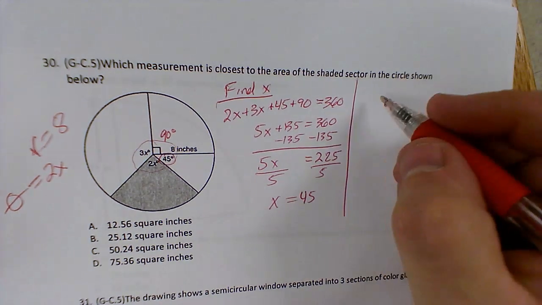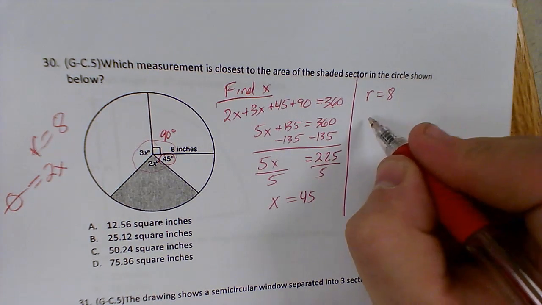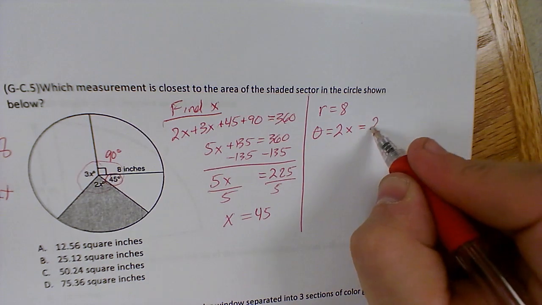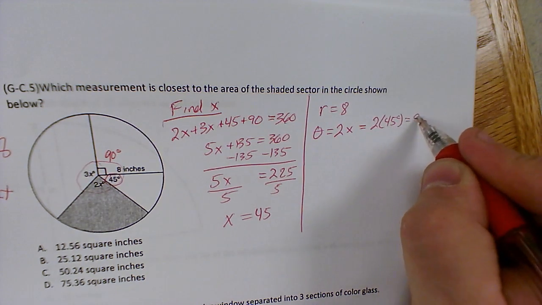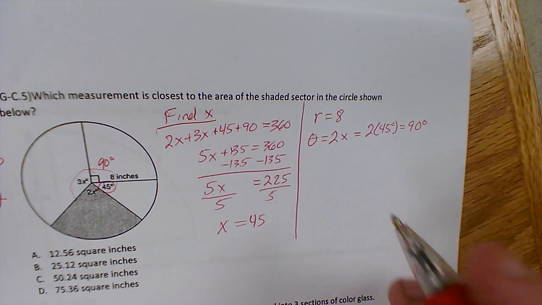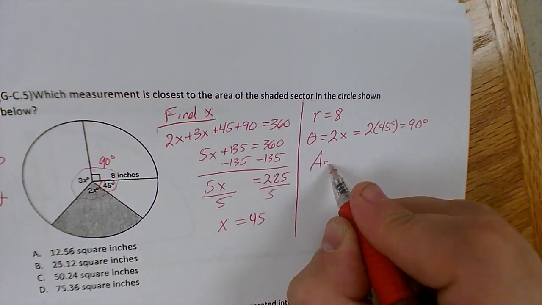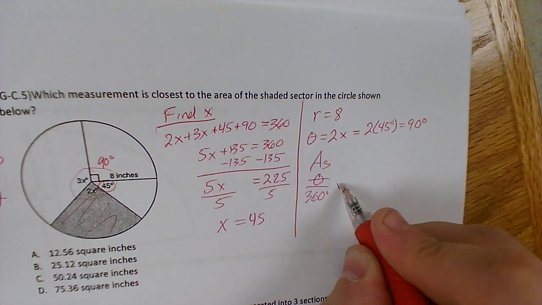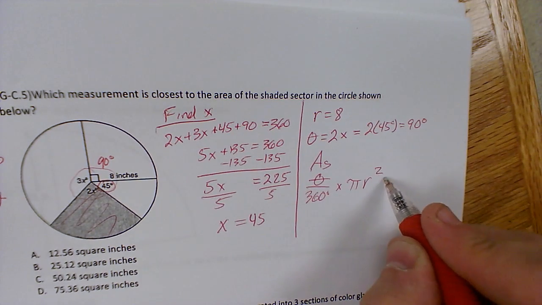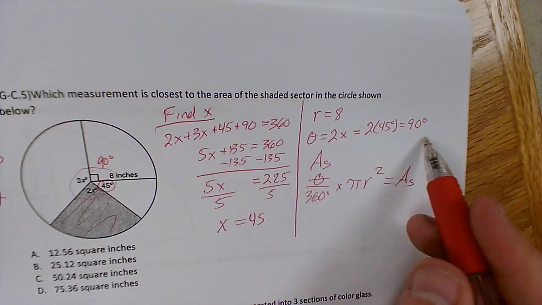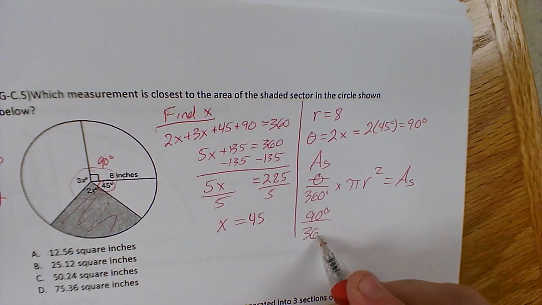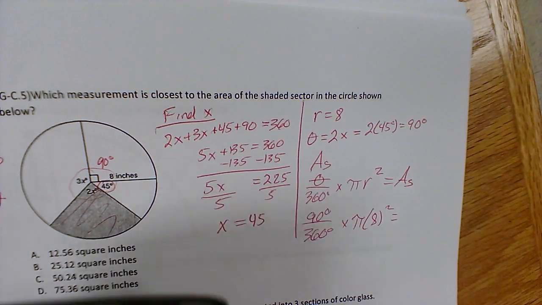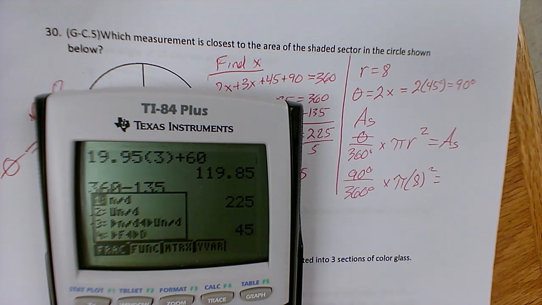So, since we've already established r is equal to 8, and since theta is equal to 2x, to find theta, we would have to do 2 times 45. So that angle is also 90 degrees. So the formula for the area of the sector, because that is technically a sector, is theta over 360 times pi r squared, and that will be our AS. So theta now we know is 90 degrees over 360. We're going to multiply it by pi times 8 squared. And whatever we get when we type this in, we just figure out which answer choice is the closest to it.